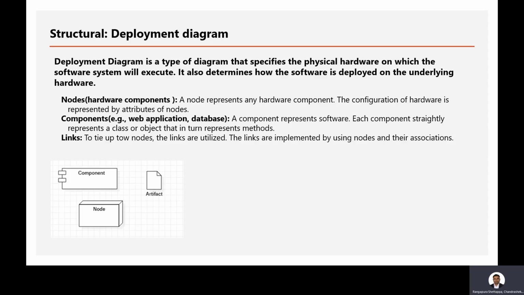Deployment diagrams are structural diagrams in nature. A deployment diagram specifies the physical hardware on which the software system will execute. It means when you install the software you have developed on hardware in the customer location, in the cloud, or on virtual machines, how do you represent this diagrammatically?